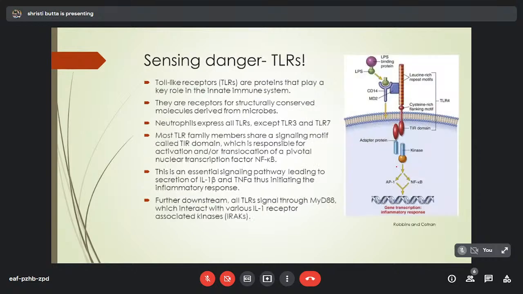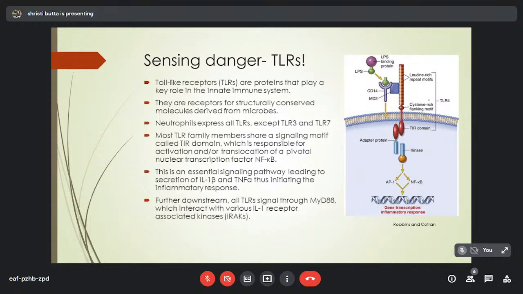Now, who senses danger in our body? Yes, we all know it's the toll-like receptor. Toll-like receptors are proteins that play a key role in the innate immune system. They are structural receptors, conserved molecules, and it is important to note that neutrophils express all the toll-like receptors except TLR3 and 7.